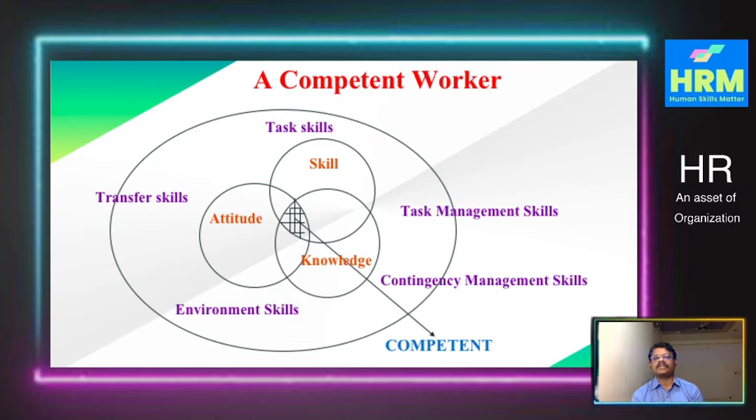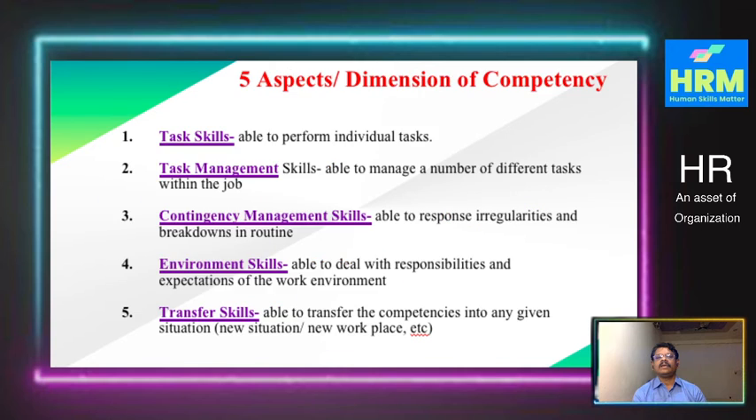So the second level is the skills, knowledge, and attitude. When you look at all these in the center, you can see the competency of the individual, the competent worker. All these reflect on the job. If you look further, there are five aspects and dimensions of competence: task skills, task management skills, contingency management skills, environmental skills, and transfer skills.